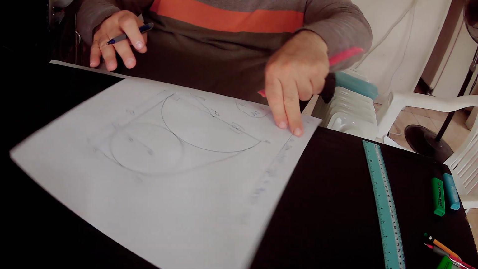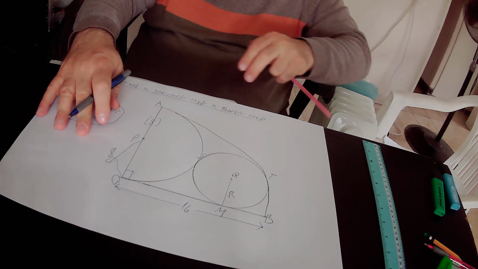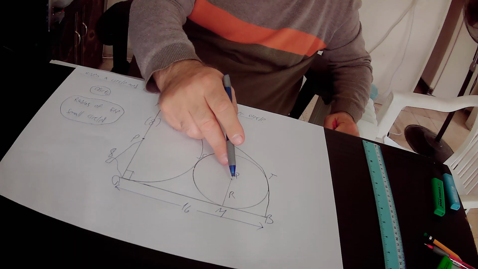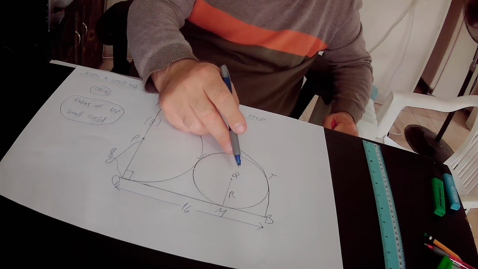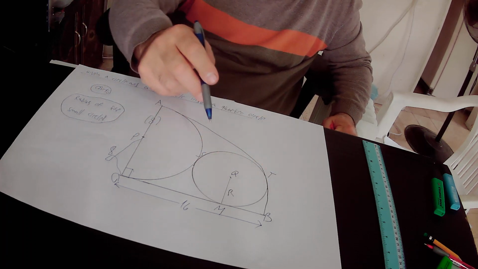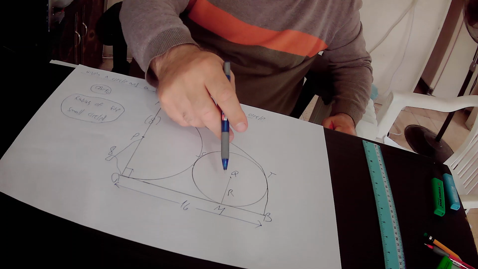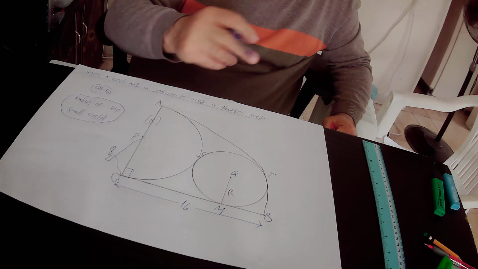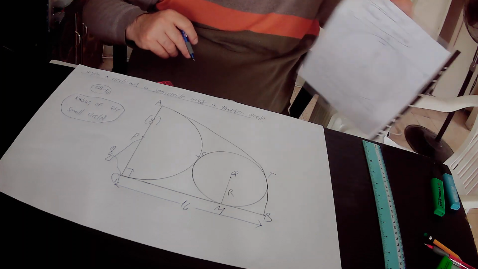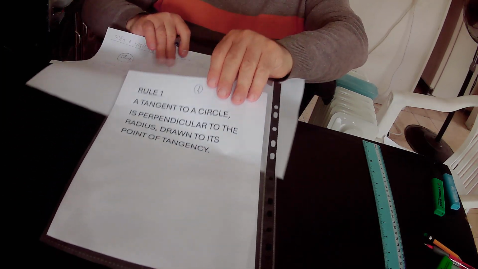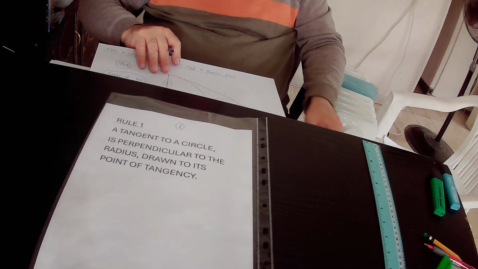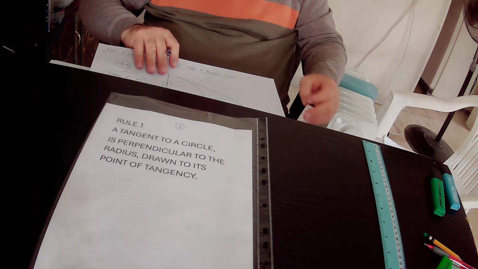Here we have the radius QM that is equal to r, that is the radius that you are looking for in this question, drawn to point M, that is the point of tangency of tangent OB with this small circle. So here we can implement rule 1. According to rule 1, the tangent to a circle is perpendicular to the radius drawn to its point of tangency.